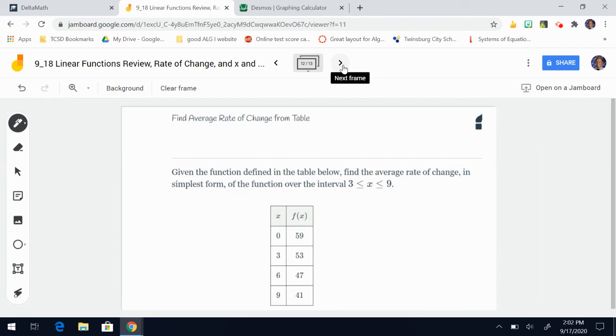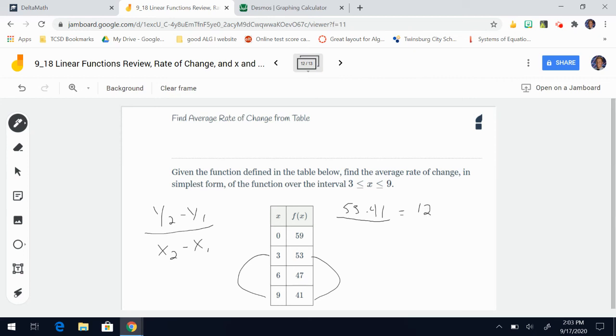This is a Delta math problem. It's asking you to pay attention specifically to the rate of change between 3 and 9, all right? So we're going to pay attention to these values right here and your constant rate of change. So remember, we start with y, so it's 53 minus 41, because it's change of y over the change of x. There's your formula. So what is that value?